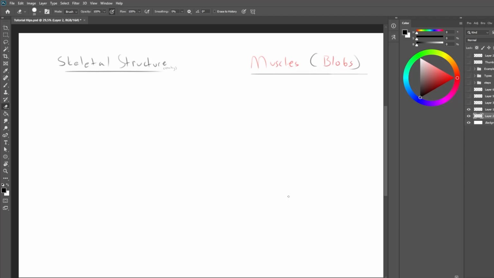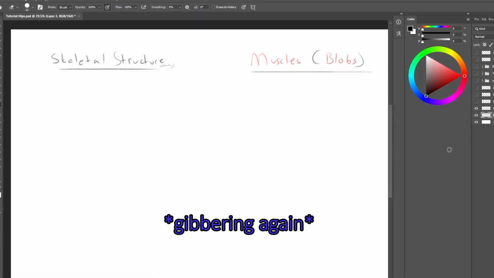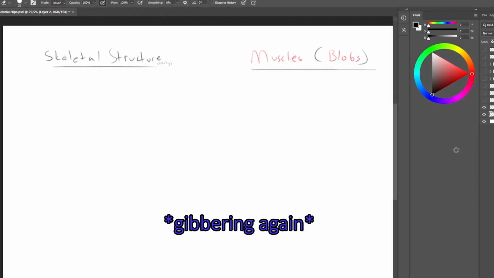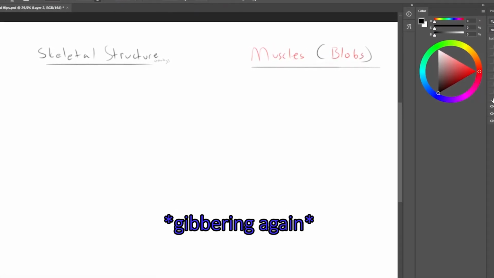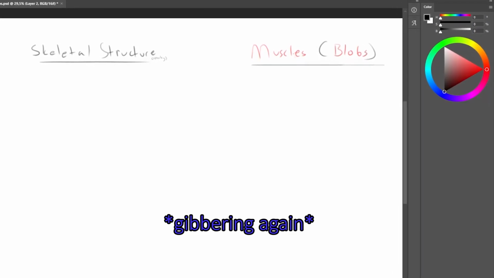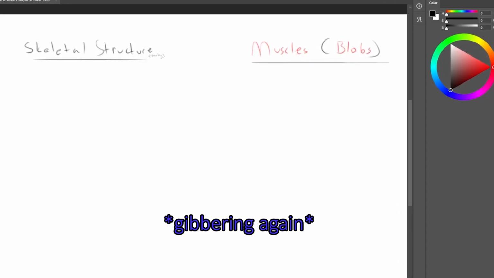Well, let's take a look at the second part, which is muscles, also known as blobs, because I'm not gonna use any technical terms. This is gonna be called, what was it again? Weeb anatomy. So it's called weeb anatomy for a particular reason.